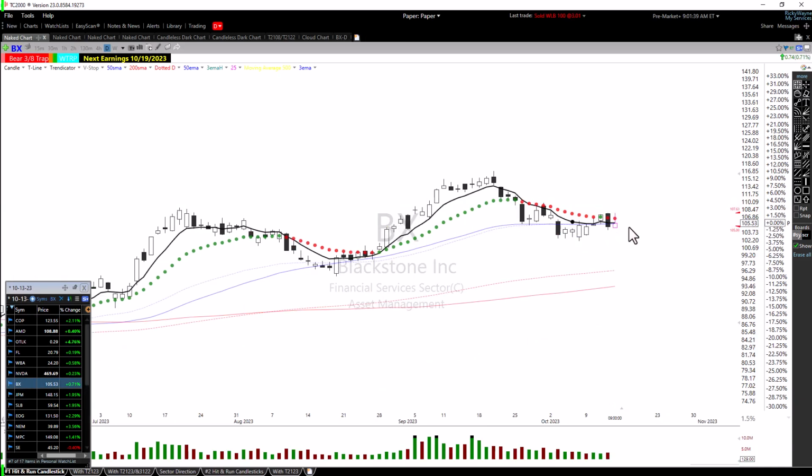BX. Now you want to be careful with BX. We've got a lot of bank earnings and whatnot coming up, so you want to be a little careful with that. BX, I'm kind of watching this for both directions, possible long, possible short. If we break out of that top, I see a possible long. If we break out of this bottom, I see a possible short. So I'm just going to keep that on my watch list.